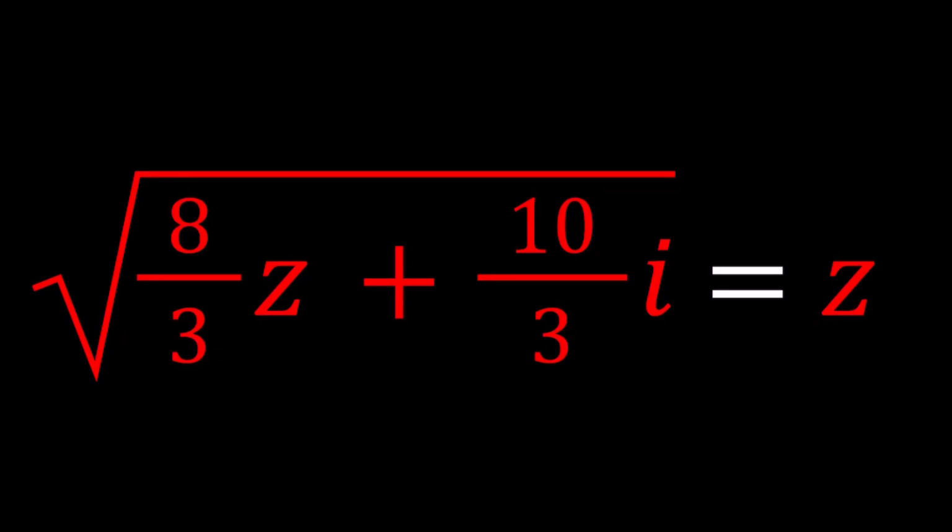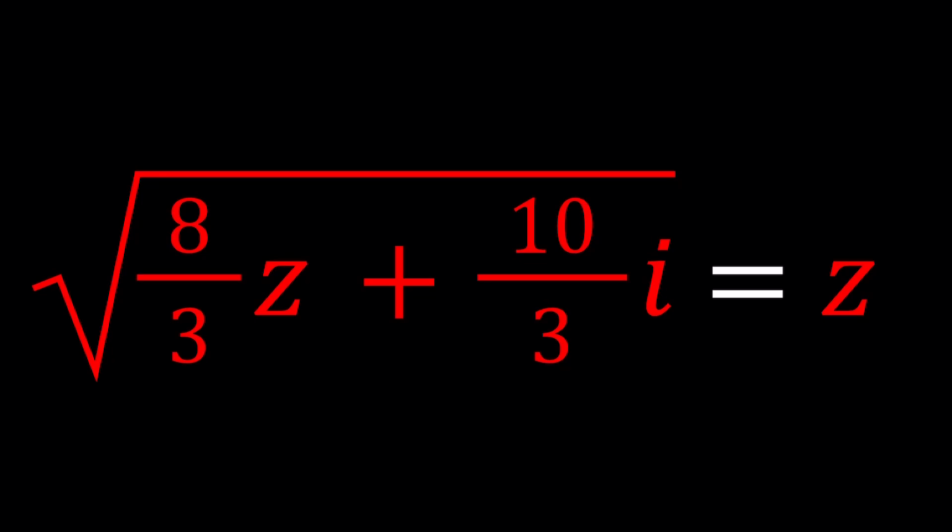This channel is all about complex numbers, and in this video we're going to be solving a radical equation. We have the square root of 8 over 3 z plus 10 over 3 i, and that equals z, and we're going to be solving for z.